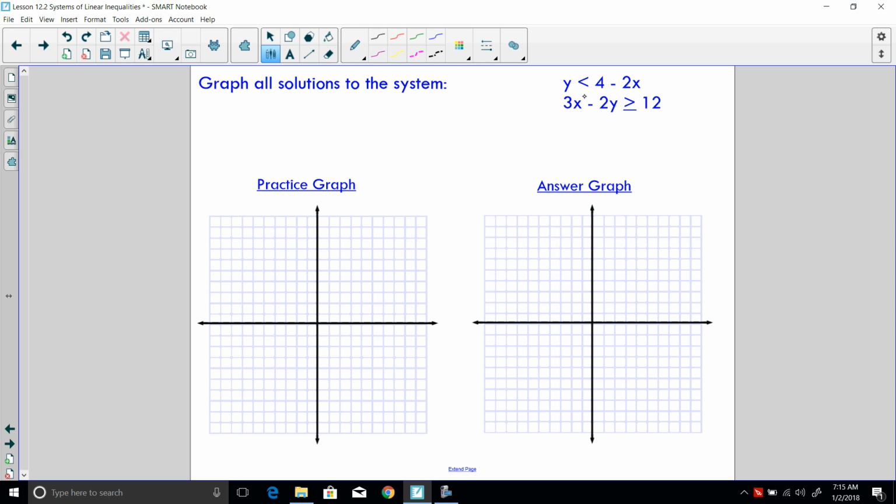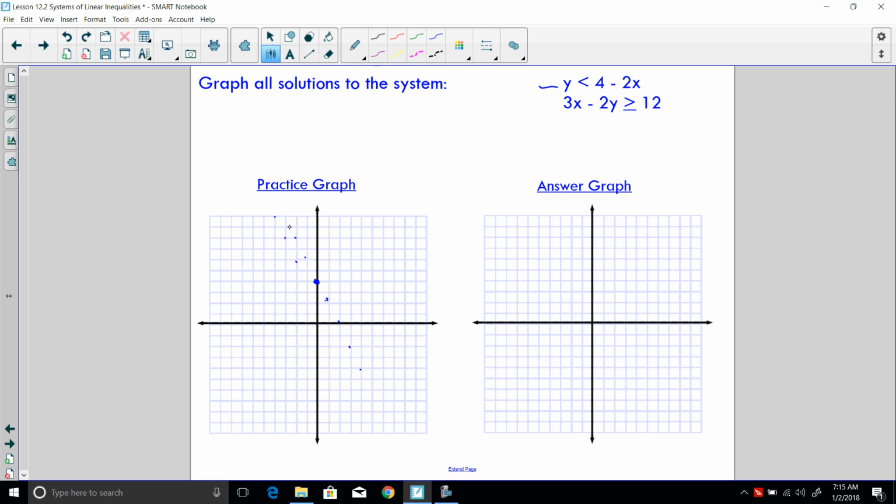Okay. I have a y-intercept of 4 for the top line, 1, 2, 3, 4. And I have a slope of -2: down to right 1, down to right 1, down to right 1, down to right 1. And I'll go back up this way. And so there's my line. I noticed I got off a little bit there.